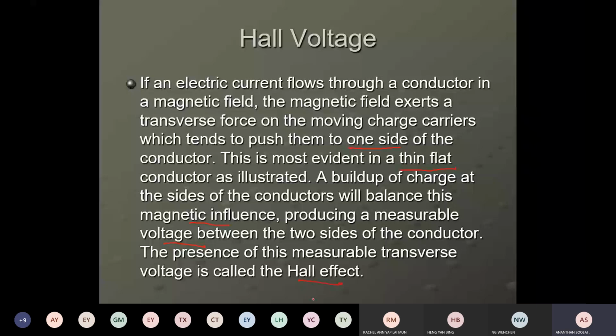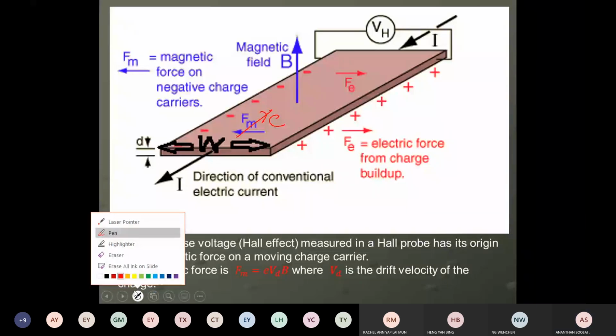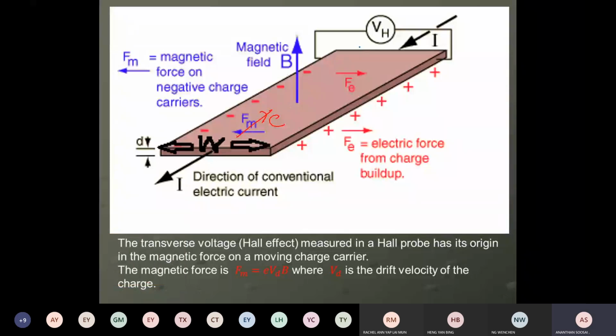So go to the next slide. This is another diagram. You see the current is coming out. Imagine your electrons moving this way, in a different color maybe. Now you see the magnetic field is directed upwards in this case. The magnetic field is directed upwards, and the current is coming this way.